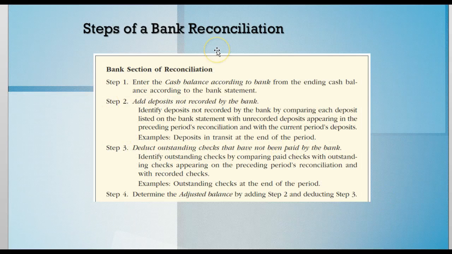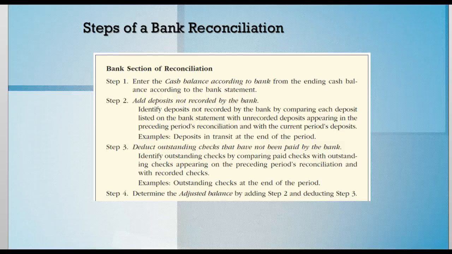So there are certain steps that you take with a bank reconciliation, and the book really lays them out very well. You'd be very good to copy these or write them down someplace so that you have them handy, or bookmark it in the book. You're going to enter the cash balance according to the bank, then add the deposits not recorded. You're going to deduct the outstanding checks and come up with an adjusted balance. That's the first half. That's the bank half.